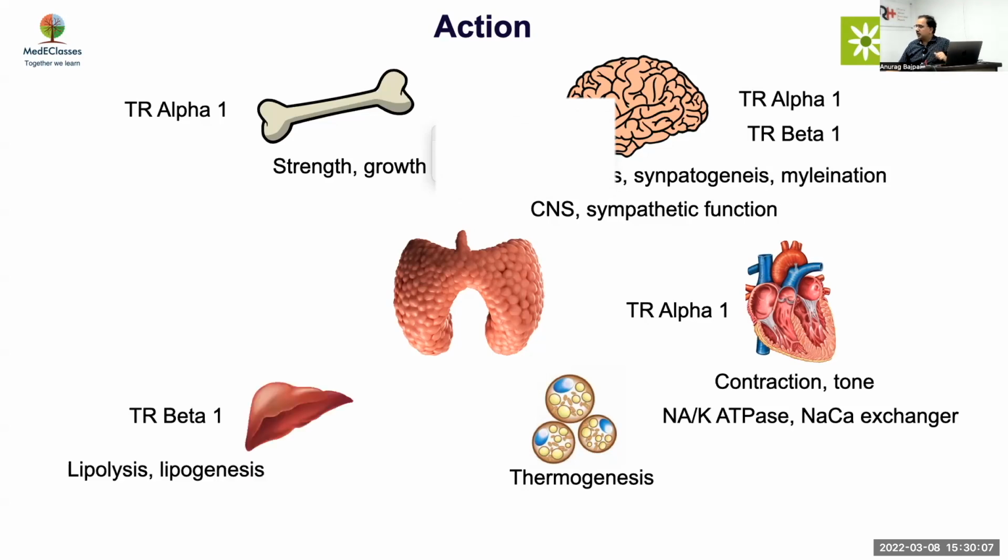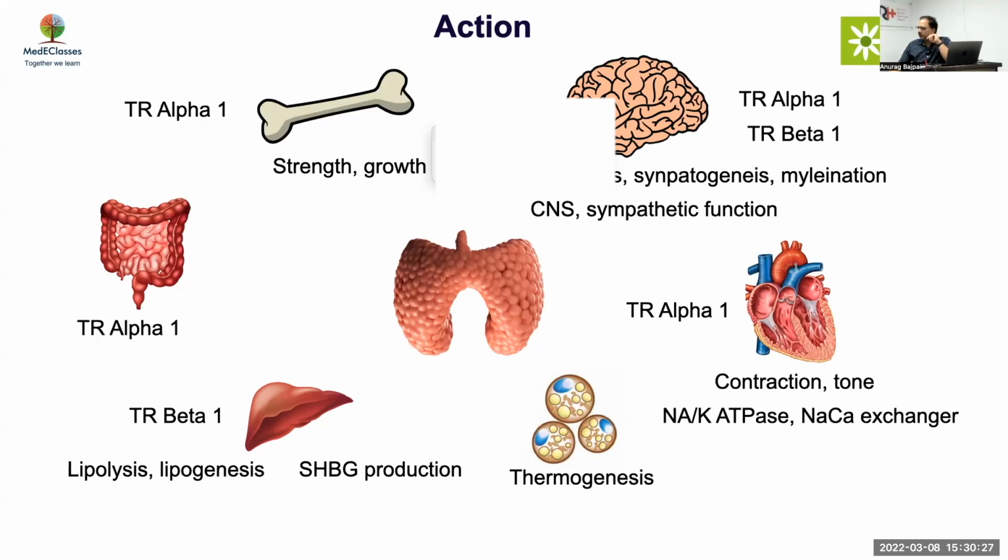Liver we discussed: TR beta 1, lipolysis, lipogenesis, ketogenesis, all those parameters, and SHBG production, which we discussed is relevant in that regard. The gut, which we did not discuss, what do they do there? Normal peristalsis will be taken care of. It is basically TR alpha 1, mainly the motility. So if you have hypothyroidism, you will have constipation, very severe, you can even have megacolon. In thyrotoxicosis, you will have increased frequency there.